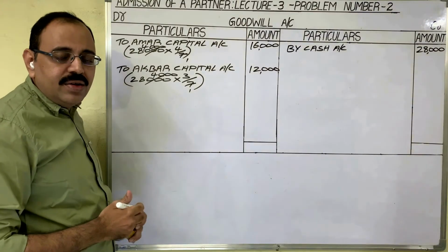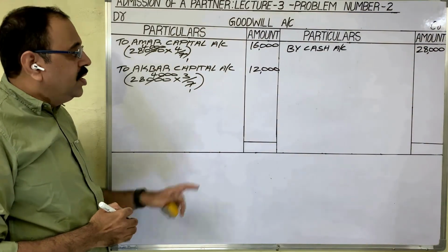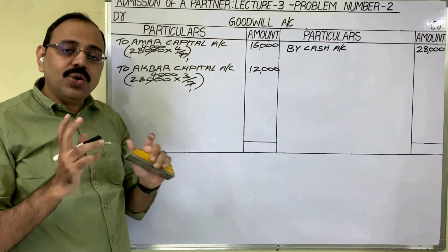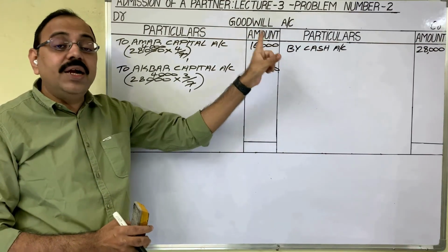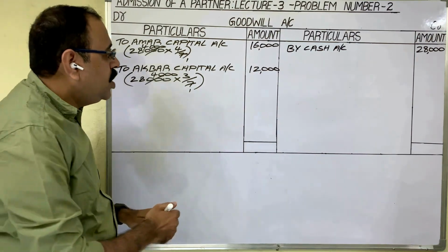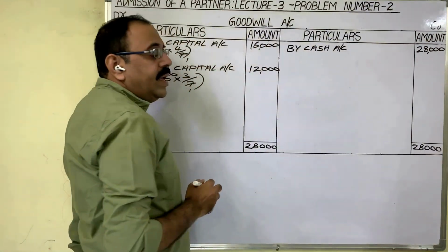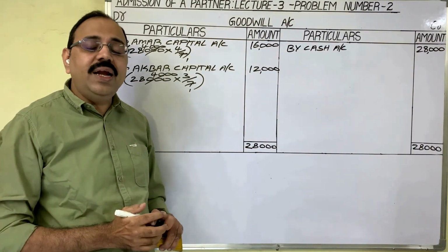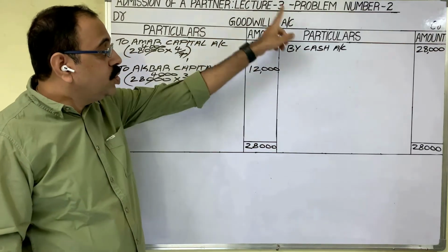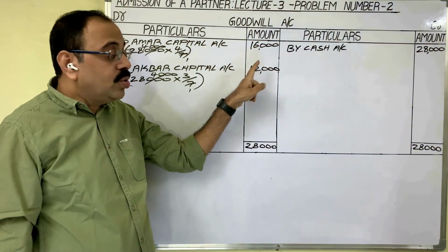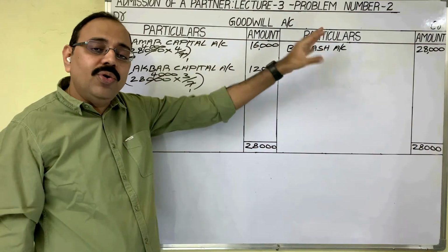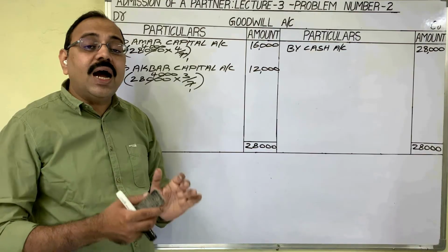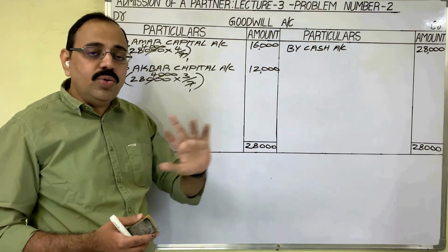Posting is completed. Next, balancing. The two amount columns' totals are the same. It means the goodwill account is closed. There is no balance carried down in the goodwill account. Put the totals. So remember, under the premium method, when goodwill is retained in the business, the goodwill account should get closed like this. You should not get any balance carried down in the goodwill account. As the goodwill account is closed, in the new balance sheet under the asset side, we should not show the goodwill amount.